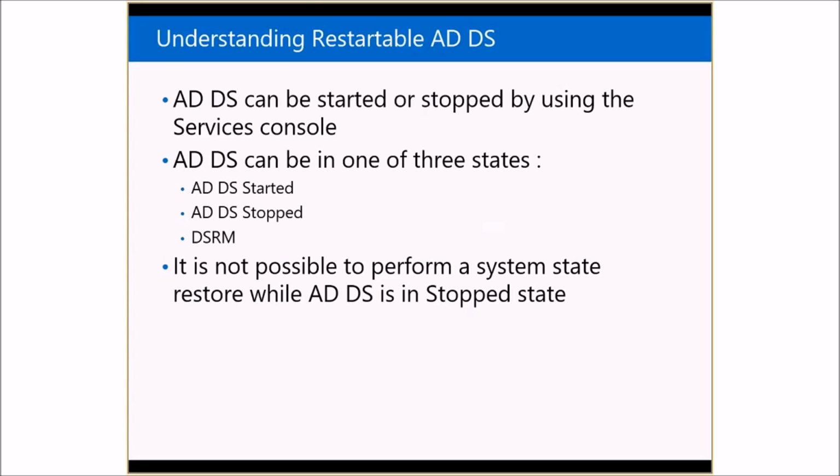Okay, Active Directory Domain Services can be started or stopped using a service console. So it's a service. There are three states. There's Active Directory Domain Services started or stopped, which is fairly easy to understand. There's also DSRM, which is the Directory Service Recovery Mode. That's when you need to restore from backups.